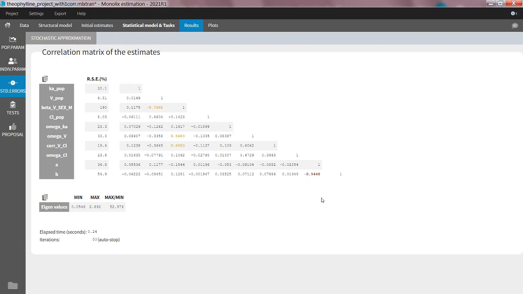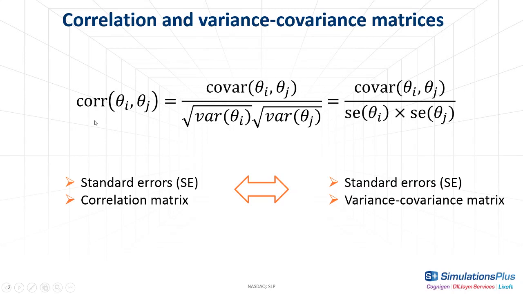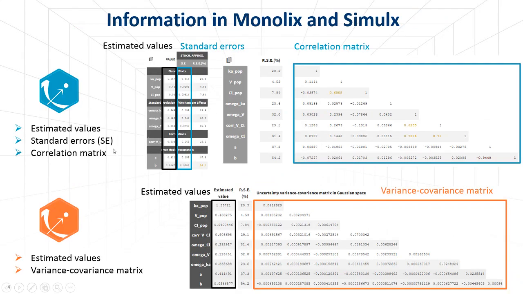But if I want to sample from the uncertainty distribution, it is easier to work with the variance-covariance matrix. The correlation matrix is related to the variance-covariance matrix by the following formula. You see that with the standard errors and the variance-covariance matrix, I can calculate the correlation matrix, and the other way too. So in Monolix, we display the estimated value, the standard error, and the correlation matrix. And in Simulx, we have the estimated values and the variance-covariance matrix, which gives the same information.